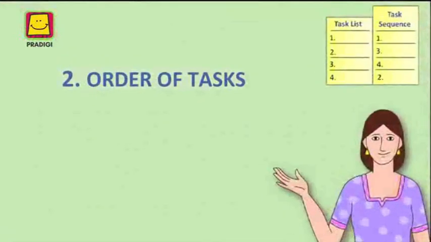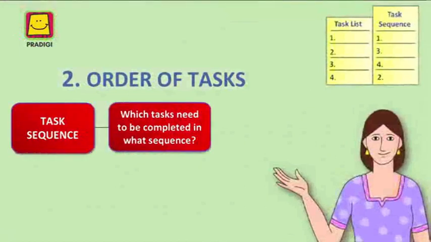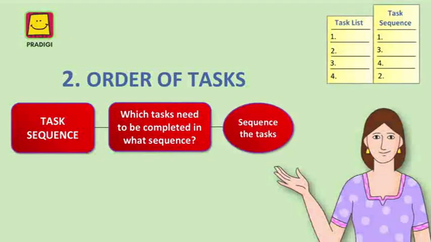The second step of the process is to decide in which order the tasks will be completed. This allows us to answer the question, which tasks need to be completed in what sequence? For example, while building the house, you cannot lay the foundation for the house if you have not purchased cement and bricks. Therefore, the order in which tasks are completed will be important.